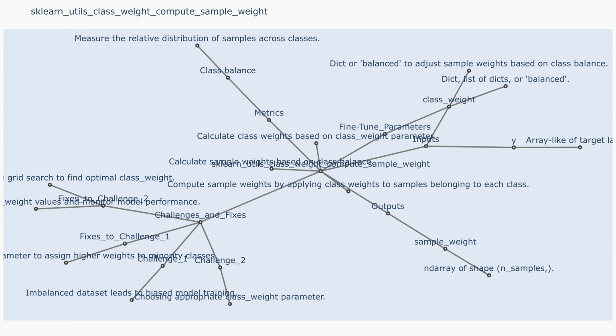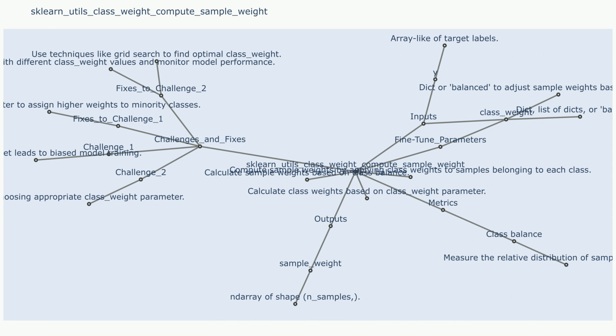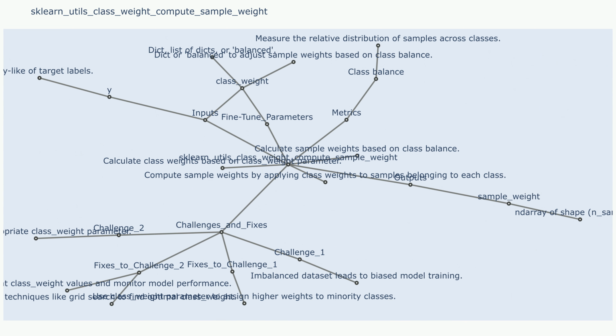Challenge 2. Difficulty in evaluating model performance. Standard metrics like accuracy can be misleading in imbalanced datasets. Sample use case. A model with high accuracy but low recall for the minority class might not be useful in applications where detecting minority instances is crucial.